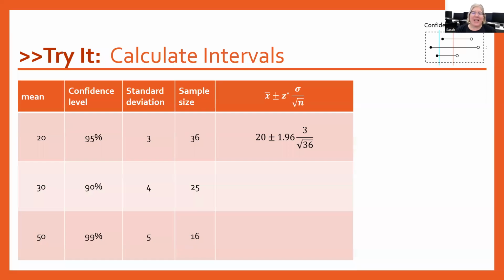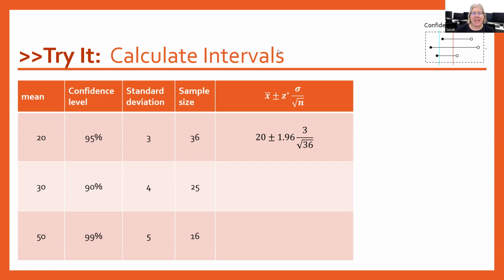We're going to do some practice here calculating the min and the max for the range of values, or kind of the low end and the upper end of that range. So this first example, I have a mean of 20 at the 95% confidence level, and a standard deviation of 3 and a sample size of 36.